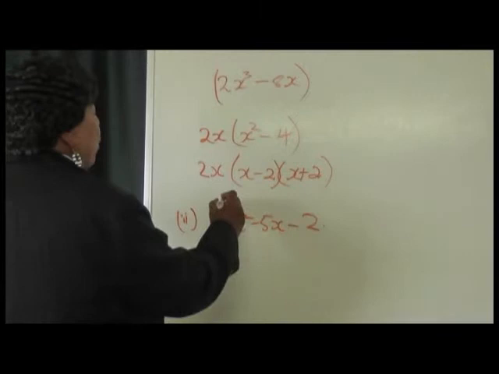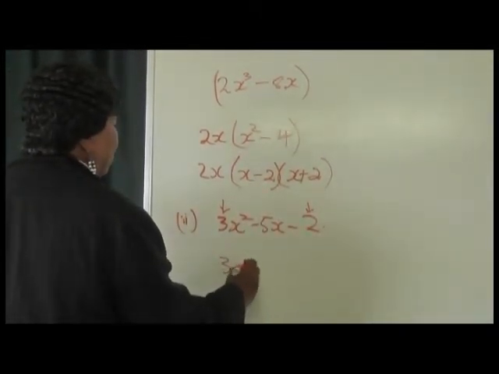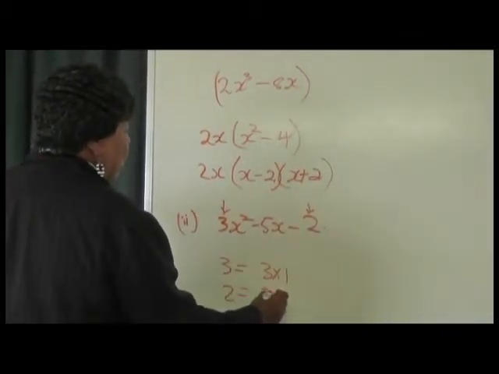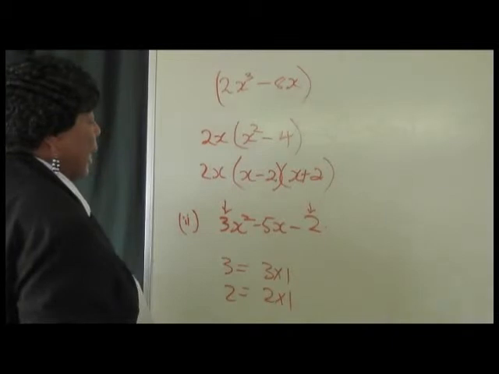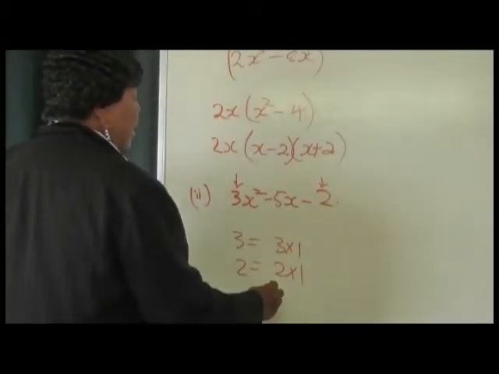What did we tell you already? The coefficients from the x squared term, we're looking for the factors, 3 times 1, and the constant term, which is just 2 times 1. And again, we just want to see that we must get back our middle term of a negative 5.